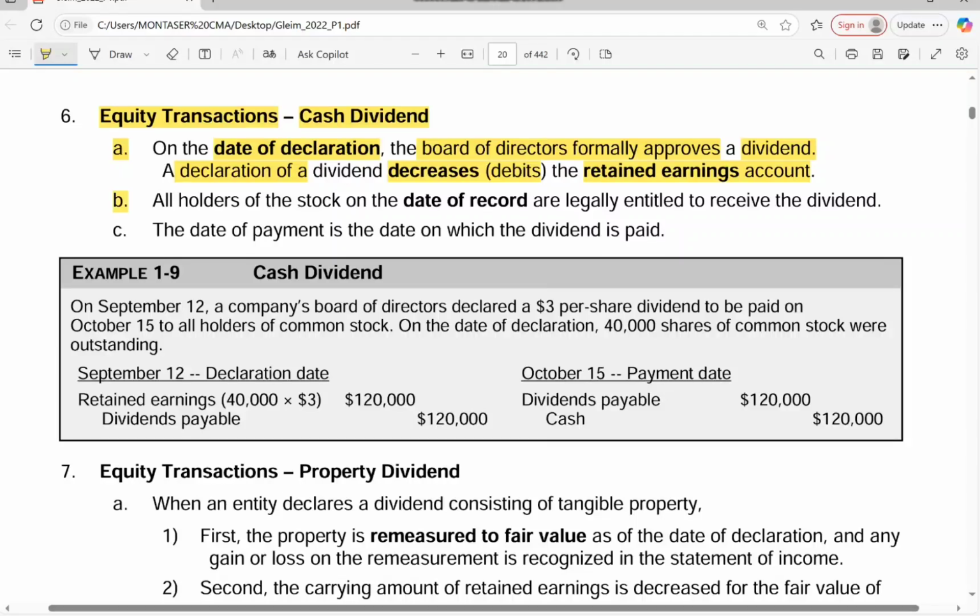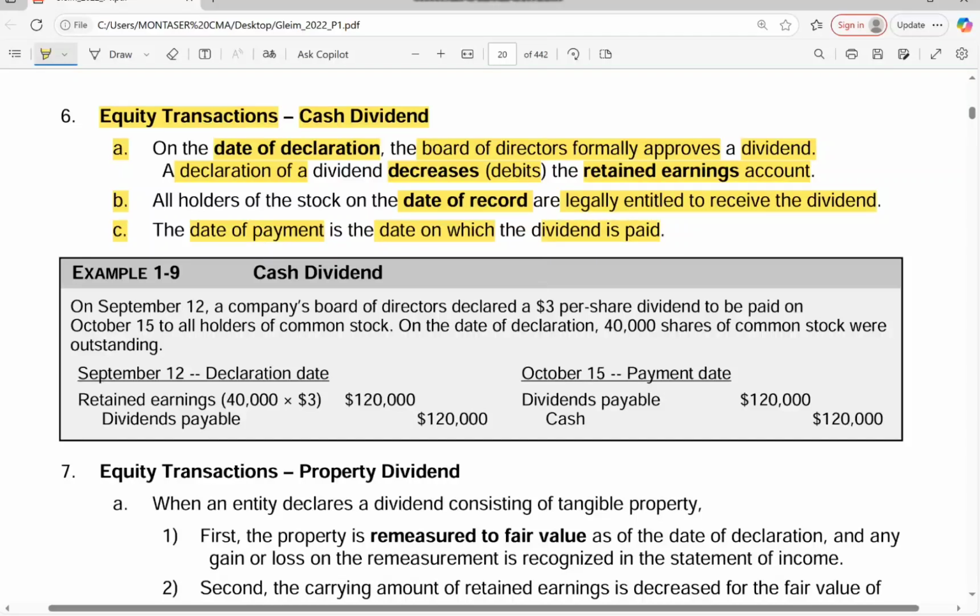The second date is the date of record. The date of record is the date on which the company will record all the shareholders who have the legal title to receive a dividend. On this date, we do not have any journal entry. The third date is the date of payment, which is the date on which the dividend is formally paid.